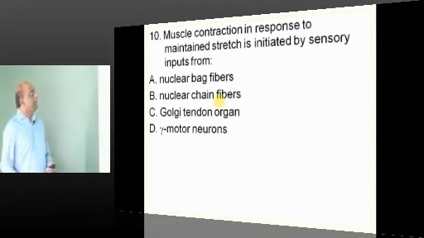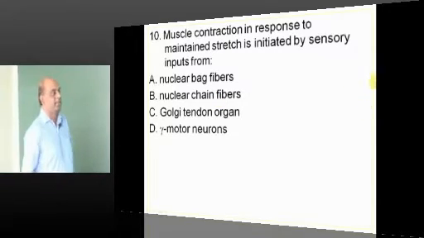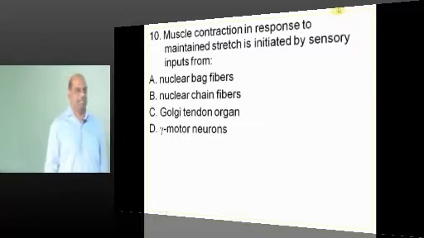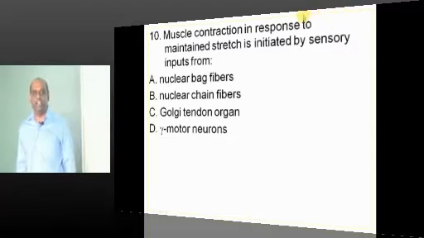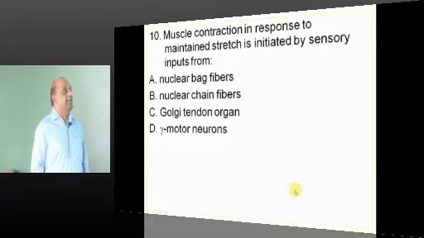Now, muscle contraction in response to the maintained stretch is initiated by whom? Very, very specific question. If you answered this, it means you don't read physiology until the exam. I vouch, I guarantee that for you. Yeah, what is your answer, doctor?